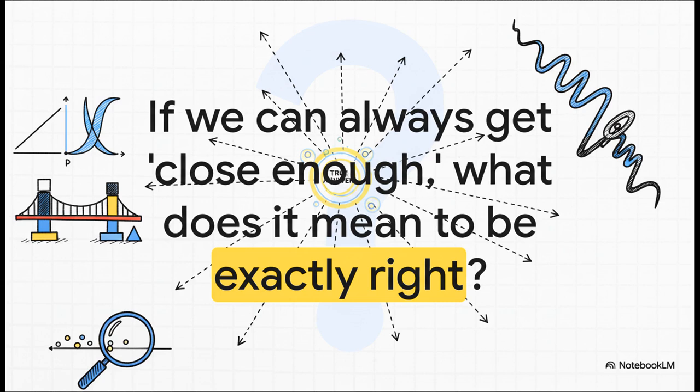So, we've seen how we can build a bridge from the simplest arithmetic all the way to the most complex functions we can imagine, getting as close as we could ever need to the true answer. Which kind of leaves us with one final thought to chew on. In a world where we can always get close enough, what does it truly mean to be exactly right?